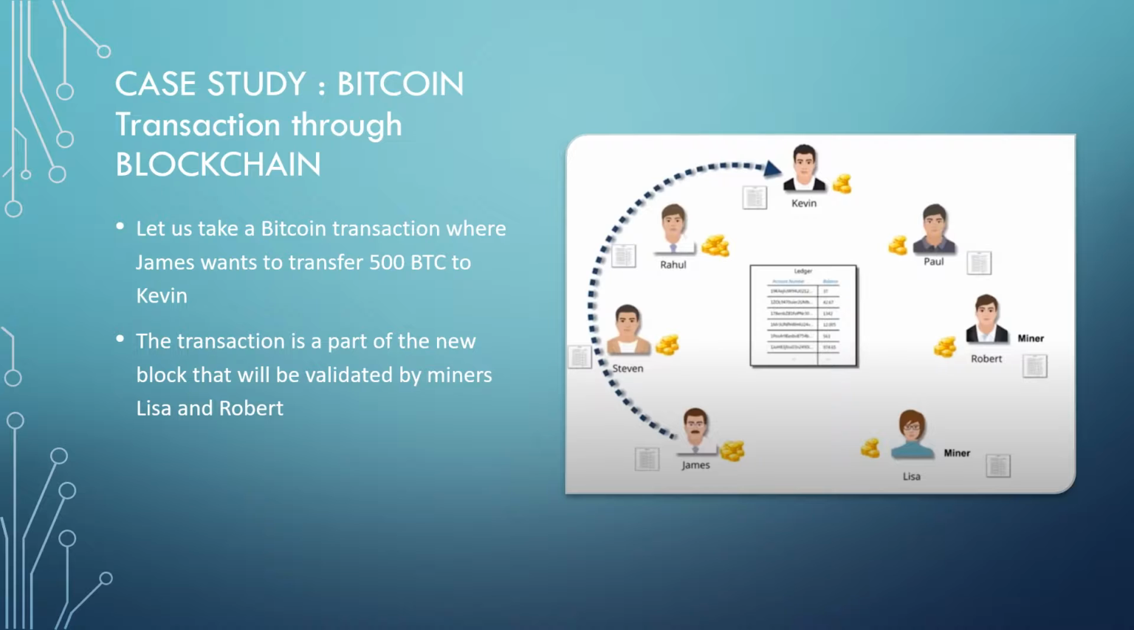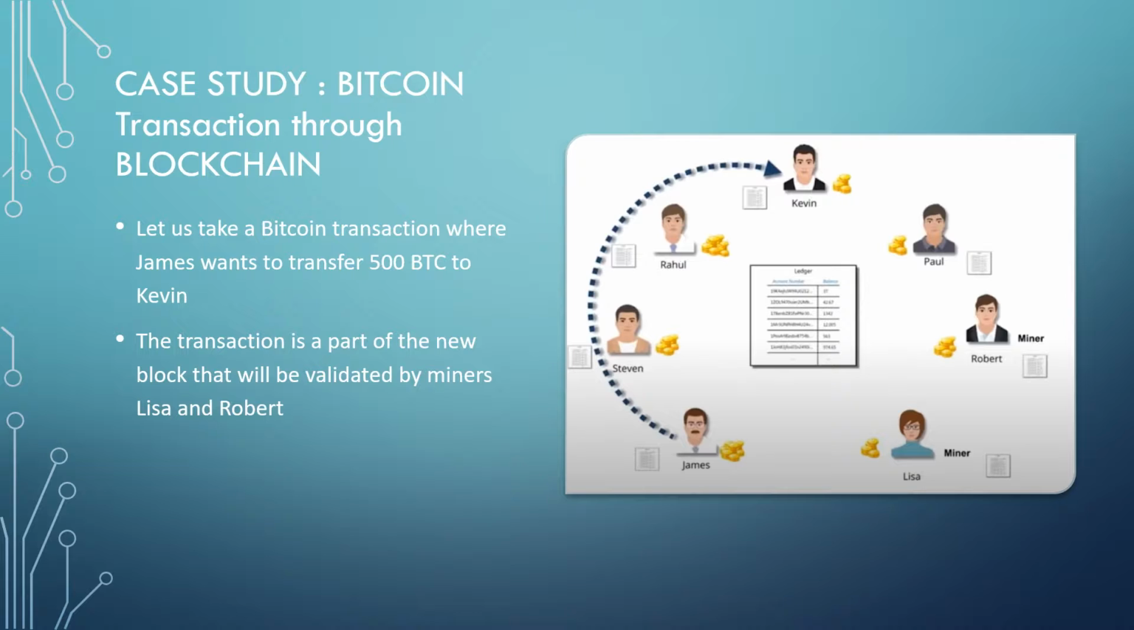Now this is a simple case study on how a transaction takes place in a Bitcoin system. James, Stephen, Rahul, Kevin, Paul, Robert and Lisa, these seven people are part of the blockchain network. Let's say James wants to transfer 500 Bitcoin to Kevin. That transaction needs to be validated by someone else. In this case, that is the job of miners.